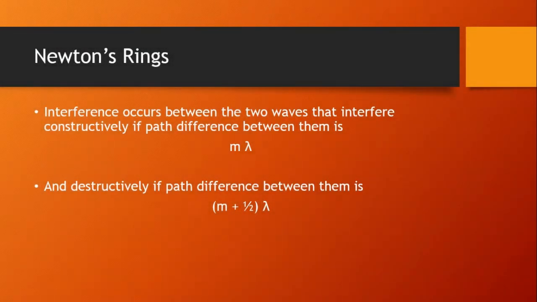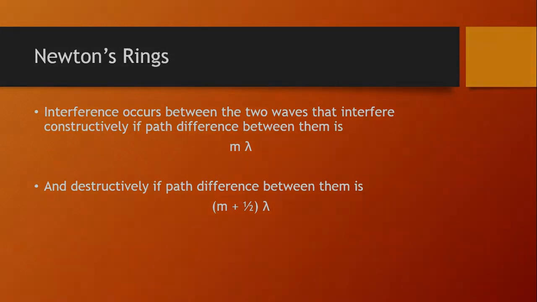If m is the integer and lambda is the wavelength, then we can say that the interference between the waves is constructive if the path difference between them is m times lambda, and the waves interfere destructively if the path difference between them is m plus half lambda.